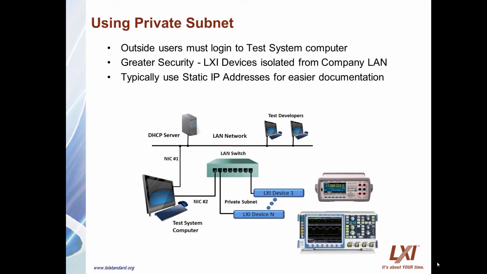Okay, let's describe that original recommended configuration we talked about earlier. Developers who are out on the LAN network, the company LAN, can log into the test system computer through network interface card number 1. Once in, they have access to all the LXI devices through the second network interface port. There would be no provision supplied to bridge the private subnet of NIC 2 to the company LAN through NIC 1, and hence you have greater security or isolation for all the LXI devices.